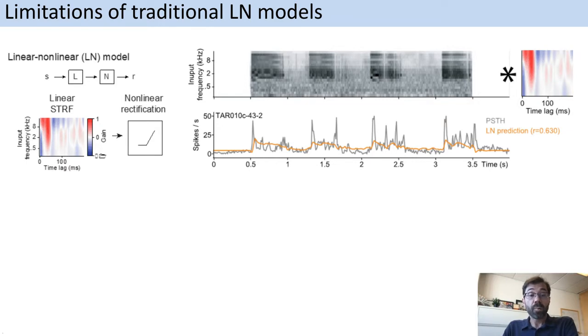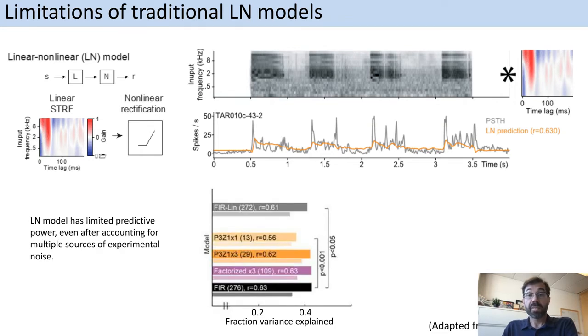And in this example, we use the LN model to predict the response from a different neuron to a natural vocalization. In this data set, the actual response is plotted in gray, and you can see that there are periods of brief activation associated with the onset and offset of different sound features. The LN model prediction is overlaid in orange. You can see in this case, it predicts the coarse activation in response to different sound features, but it fails to predict this fine temporal structure.